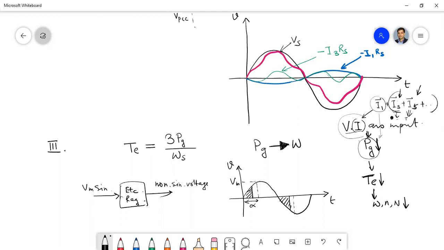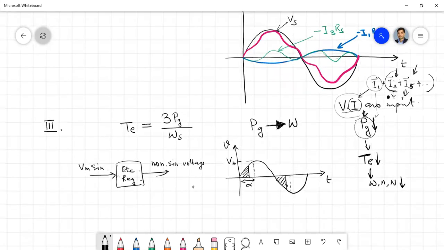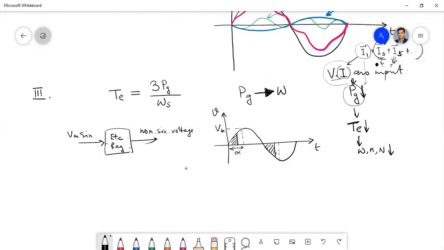Okay, so have you realized this type of problem which may occur due to non-sinusoidal voltage or current in the case of an asynchronous machine? So this is effect number one. Number two is the I-squared R loss.